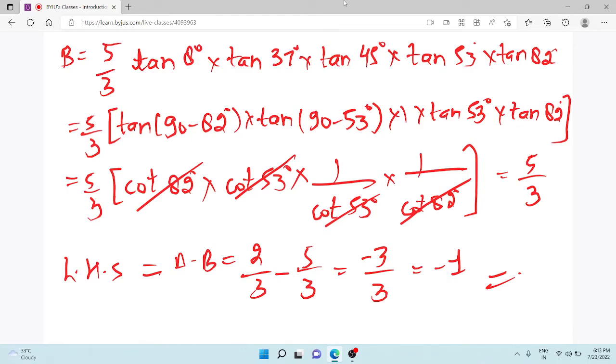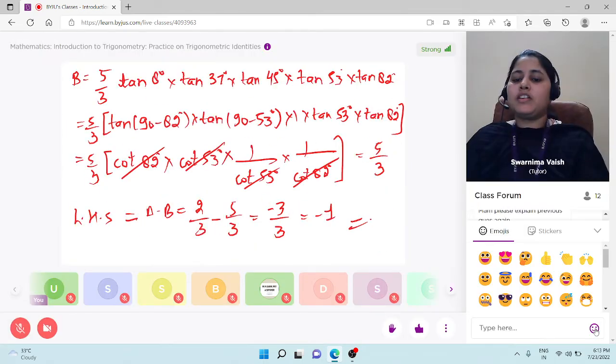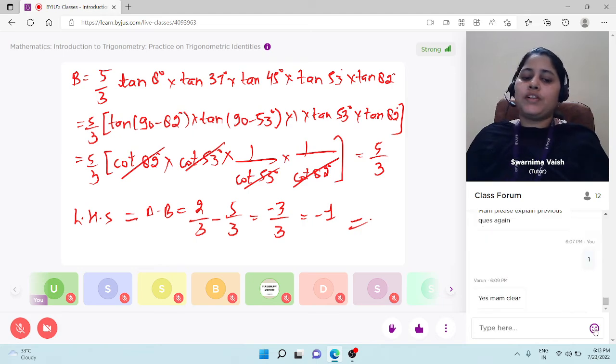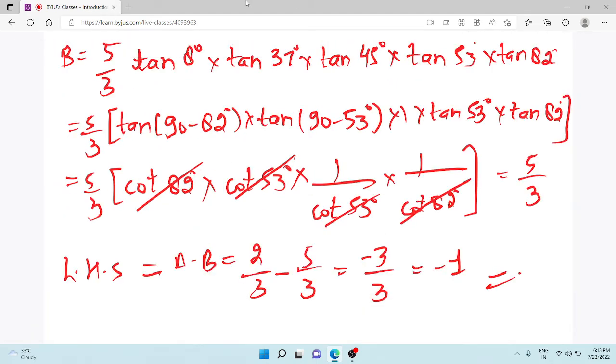Students, is it clear or do I have to repeat this? I know it is a little lengthy question, but trust me, it is very easy. If there are any doubts in this question, we can move ahead. Thank you so much, Utkarsh. Thank you so much, Shreya. Okay, friends, if there is no doubt in this, let's move on to our next question.